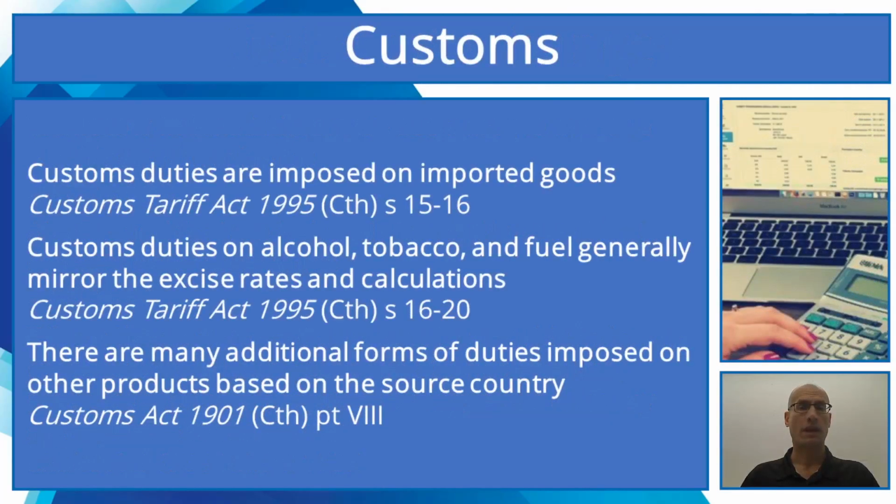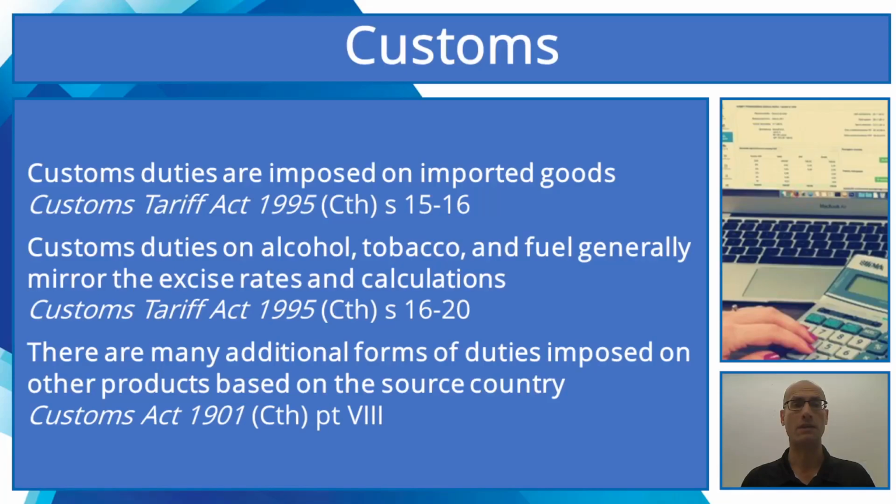The last thing I want to look at are customs. And custom duties are things that are imposed on imported goods. And while some of them do mirror the excise rates, so alcohol, tobacco and fuel, and will have the same rates and have very, very similar process of indexing and such like, there are a variety of other forms of duties that are imposed on other forms of goods. And these duties that are placed on goods that are imported in Australia have long-standing, historic and very, very political reasons for being in place.